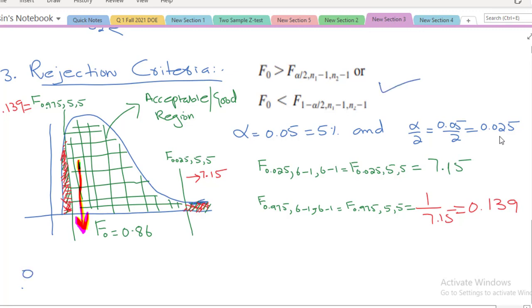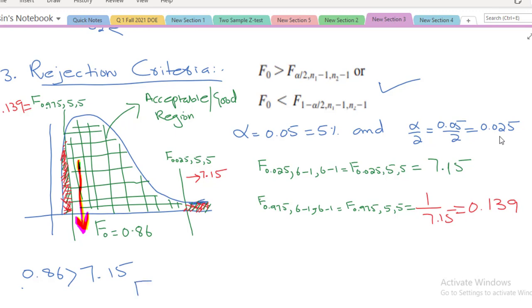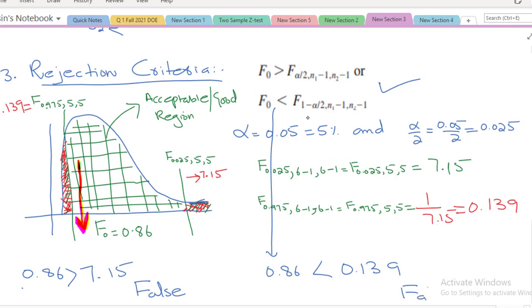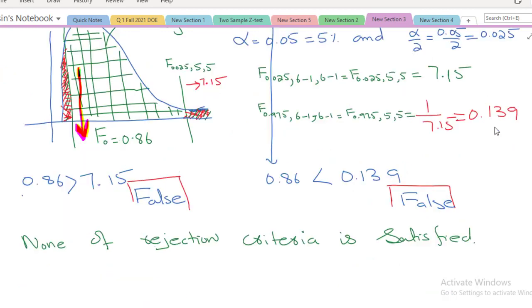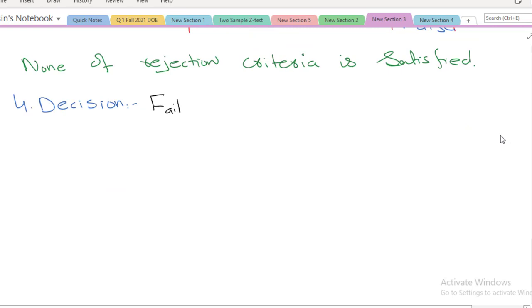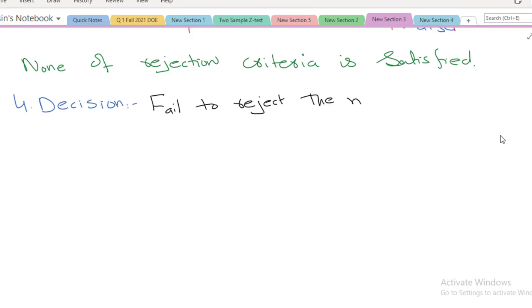So first of all, is F naught 0.86 greater than 7.15? Is it okay or not? So it means it's false. This is not true. And for the second one, is my statistic value 0.86 less than 0.139? That is also false. Both of them are false. So none of our rejection criteria are satisfied. Therefore, we will move towards our decision. Our decision will be to fail to reject the null hypothesis.